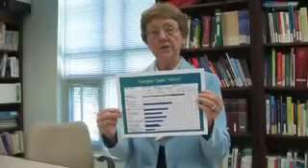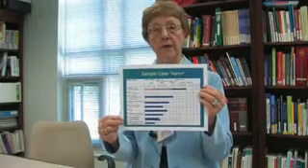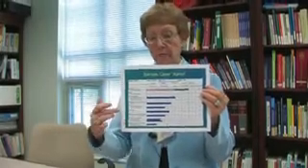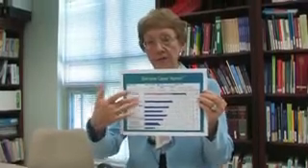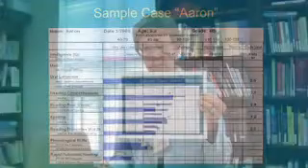This is a graph that shows the testing that was done on a fourth grade boy named Aaron. And you see that the kinds of tests that were given, and the profile of his test performance, help us to make the diagnosis of dyslexia.